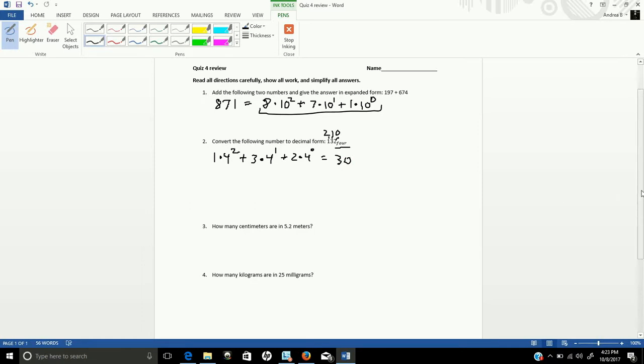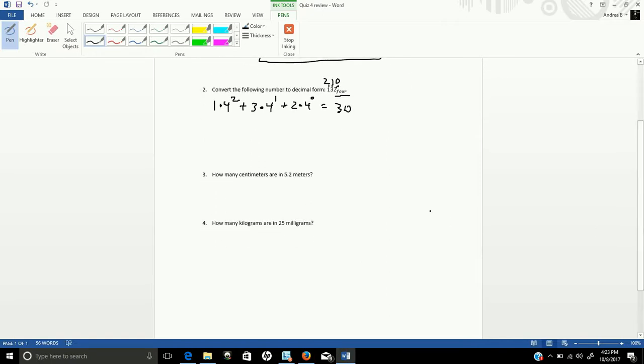And then the next two here are related to your metric system stuff. So I'm going to write right above number 3 here what those prefixes are again to help you remember how to convert these. And it may be a good idea, especially if you're not very good with the metric system, to write this out at the top of your quiz whenever you get it, and also whenever we take the test, to help you remember how many place values to move over for each of these.